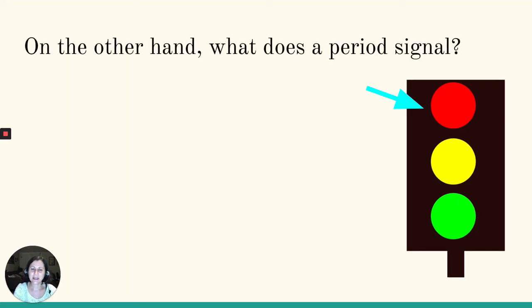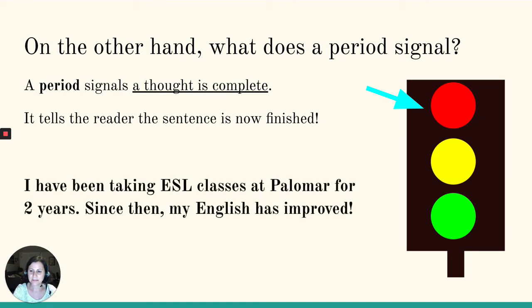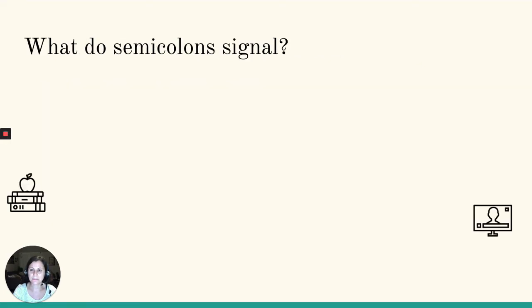On the other hand, what does a period signal? A period signals a thought is complete. It tells the reader the sentence is now finished. You need to stop. I have been taking ESL classes at Palomar for 2 years. Since then, my English has improved. This period tells the reader that the sentence is finished and you're starting a new one.